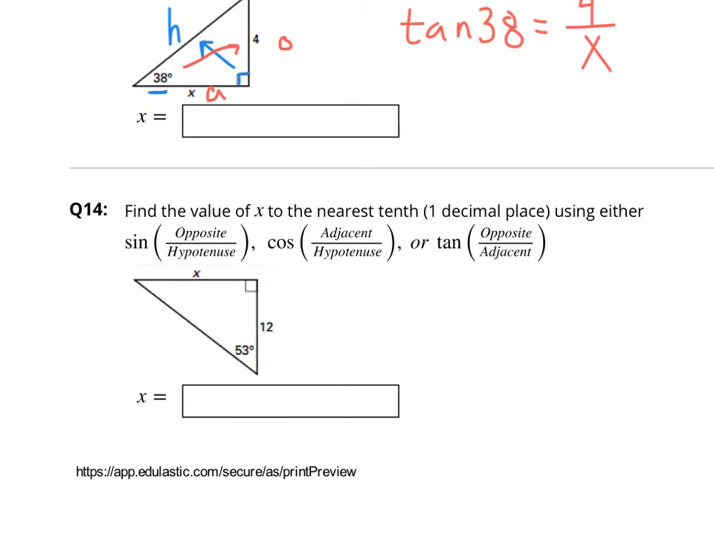Same thing in number 14. But label your sides first. Again, here's the 90-degree angle. He's pointing at the hypotenuse. Now we're using 53 as our reference. You look over, there's your opposite. There's your adjacent. You choose the trig function you need to use and solve to find x. You need to find the opposite side.